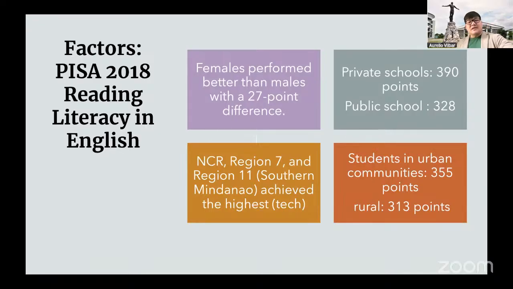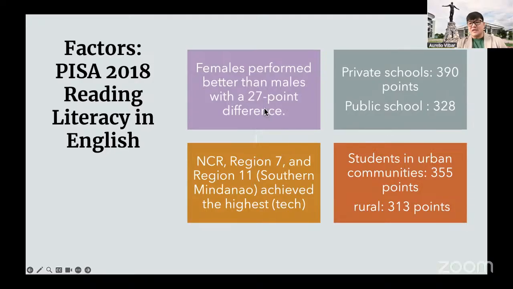Here, does your region belong to this? NCR, Region 7, Region 11. If your region belongs to this, that means your performance is better than the others. If it's not here, performance is low. So, which means again, PISA is not just a matter of reading comprehension, but it is affected by socioeconomic status, access to technology, digital divide, and of course, budget and education.